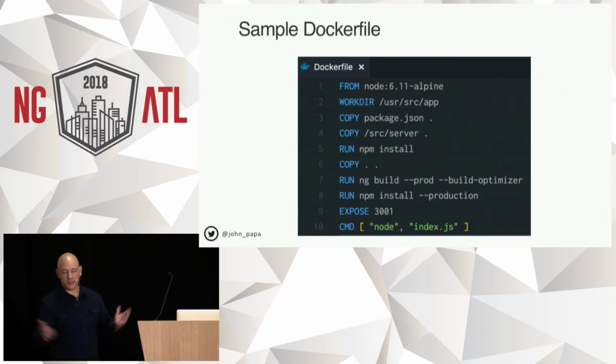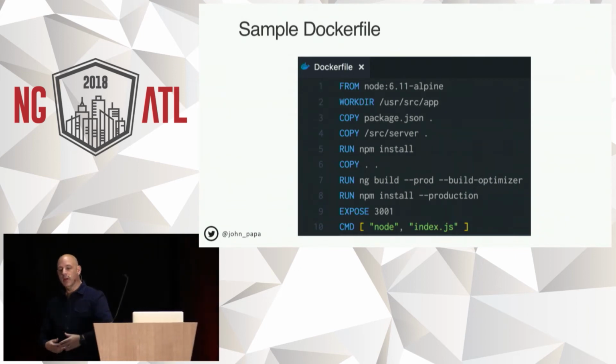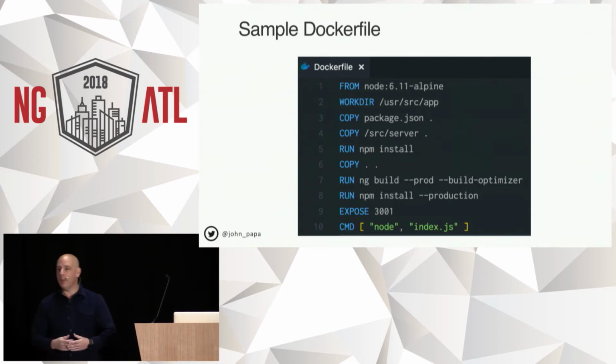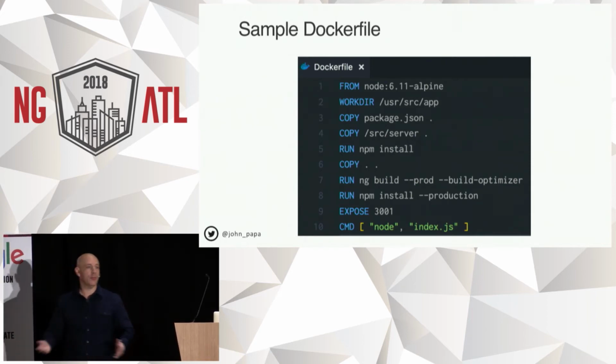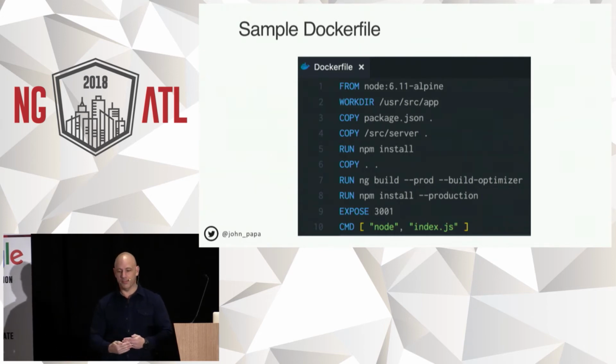And the first one I'm pointing out is, I'm going to use Node 6.11. And you can even specify the patch version if you want to. Then I'm going to set my working directory. I'm going to copy over my package, copy over my source for my server, my Express folder, and I'm going to run npm install. Gives me all my Express files in there, basically. Then I copy all those over to my image.